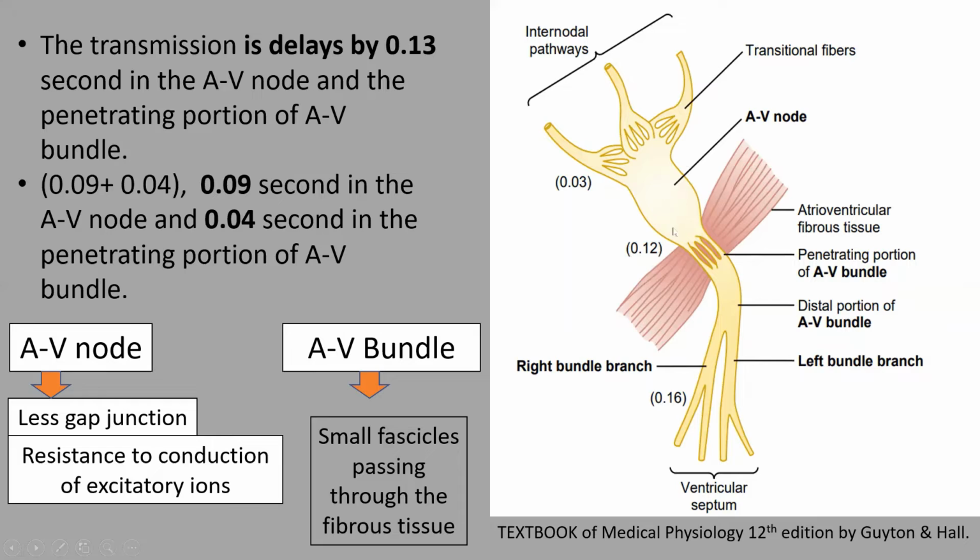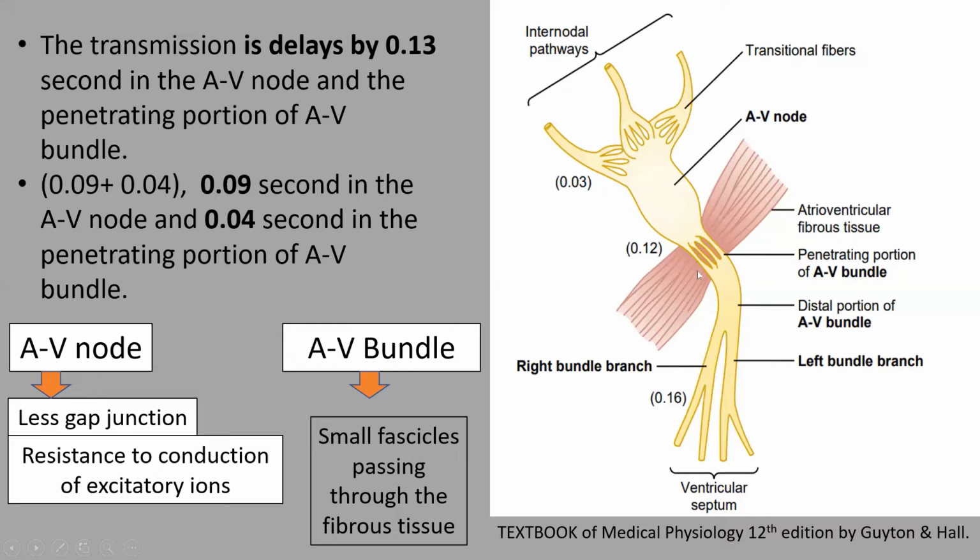And from this AV node, it passes to the ventricles through the AV bundle. The atrial muscle and the ventricular muscle are separated by fibrous tissue. Along with this fibrous tissue barrier, there are small fascicles. Because of that, the transmission is delayed in the penetrating portion of the AV bundle, because of the fibrous tissue that separates the atrial muscle and the ventricular muscle. So the current cannot come directly from the atrial muscle to the ventricular muscle.